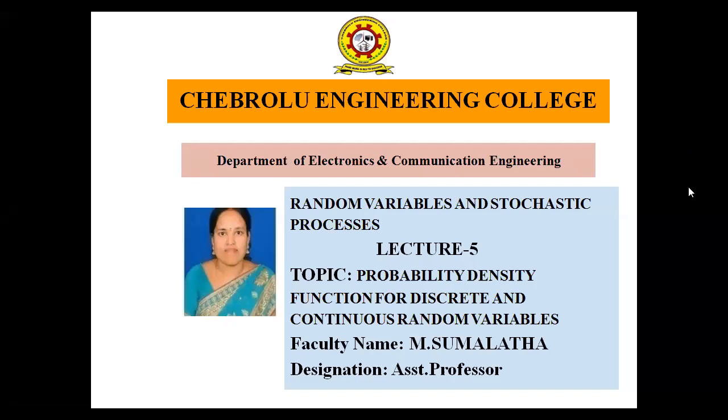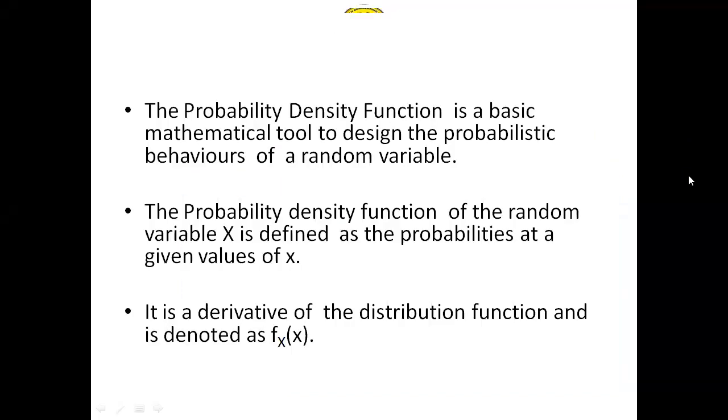In the previous lecture, I discussed the probability distribution function for discrete and continuous random variables. Now, in this lecture 5, the next topic is the probability density function for discrete and continuous random variables. The probability density function is a basic mathematical tool to describe the probabilistic behavior of a random variable.